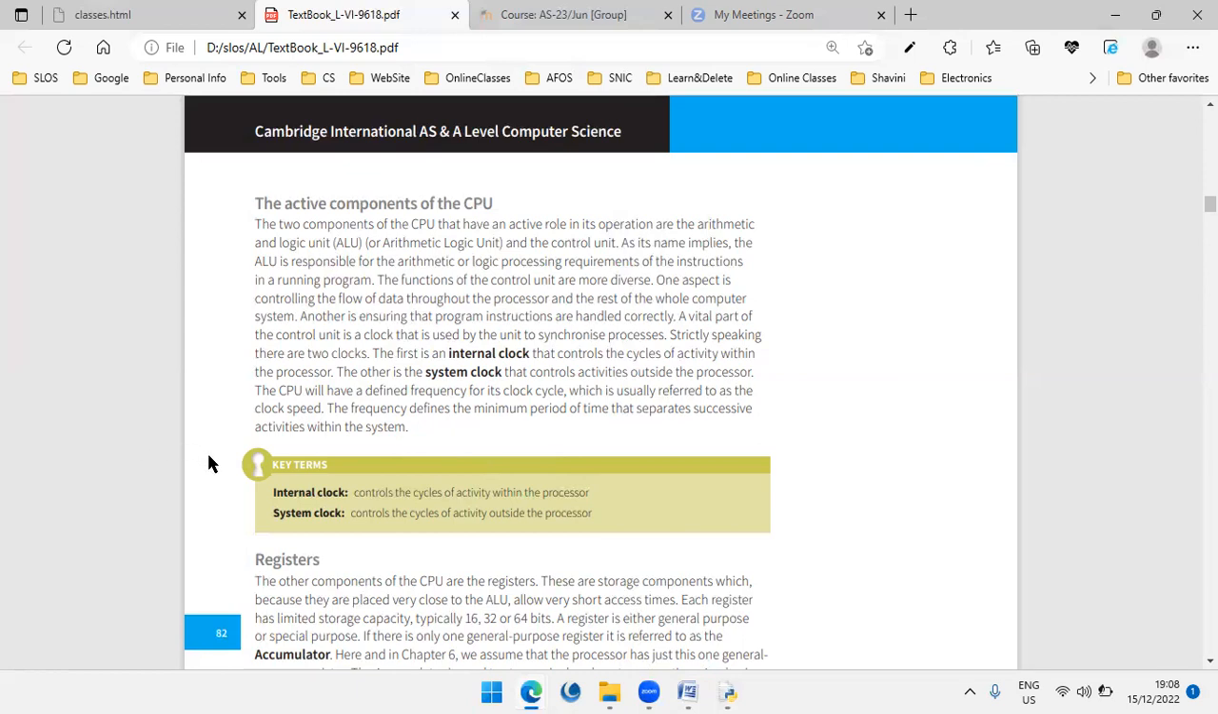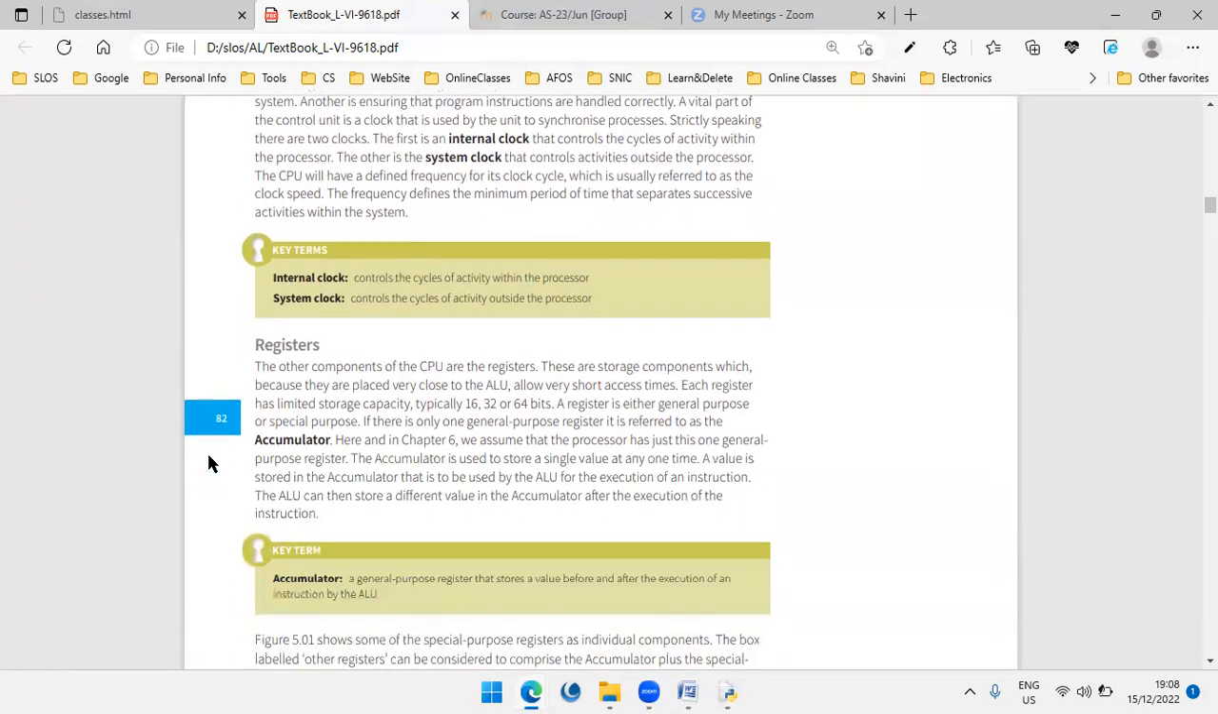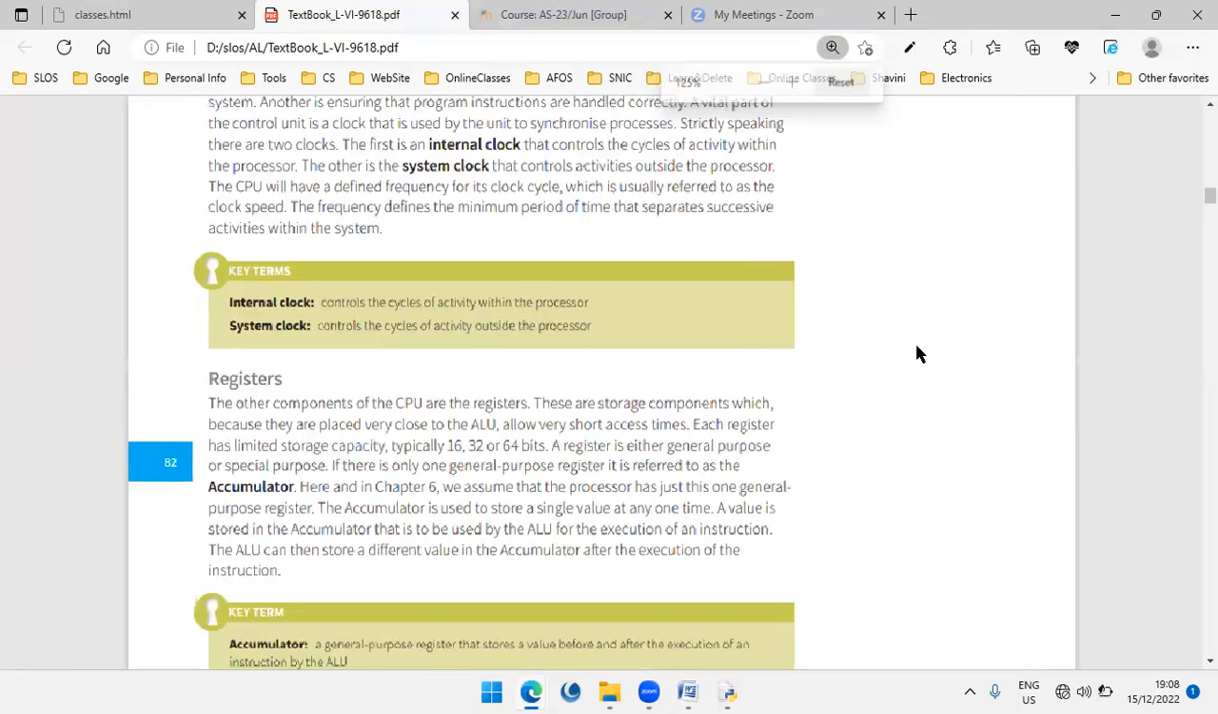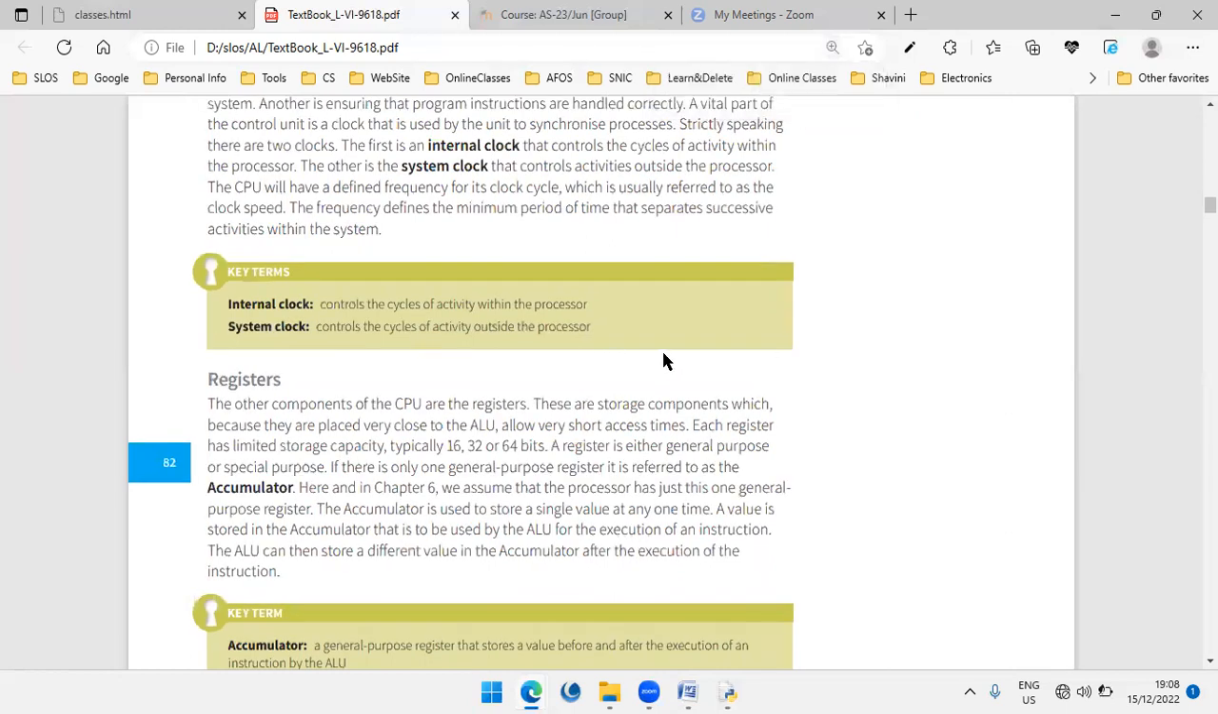Right, so then look at these key terms. Again, internal clock and system clock. Internal clock controls the cycles of activity within the processor. Let's make this a little bigger. Again, controls the cycles of activity. Cycles mean like hertz. Hertz.